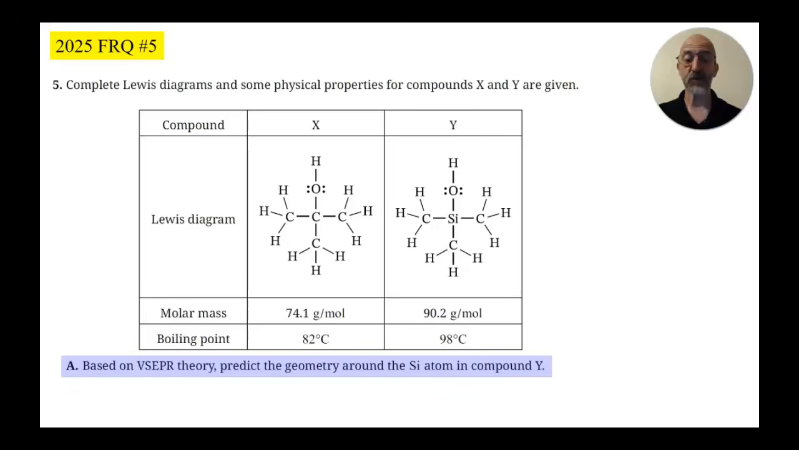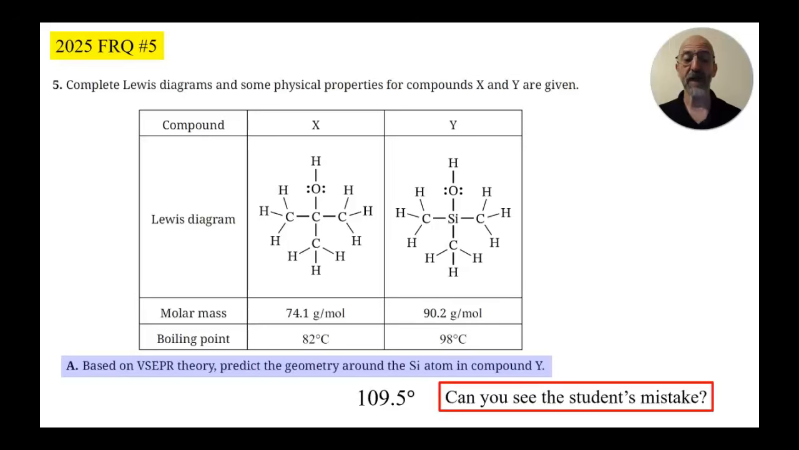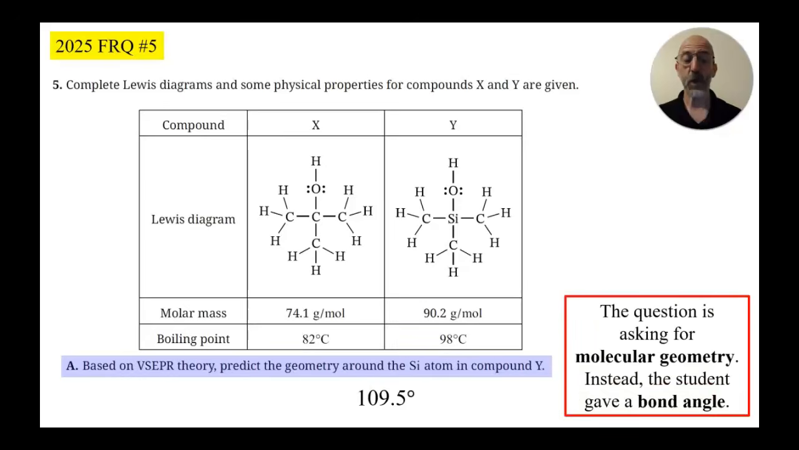This is what the student wrote. So unfortunately, this happens all the time on the AP Chemistry exam. So we're looking for a geometry which is trigonal planar or tetrahedral or linear or bent, but the student gives the bond angle instead. Now, we just had a question on hybridization. So obviously the mistake here is that they gave the bond angle when the question was asking for molecular geometry.